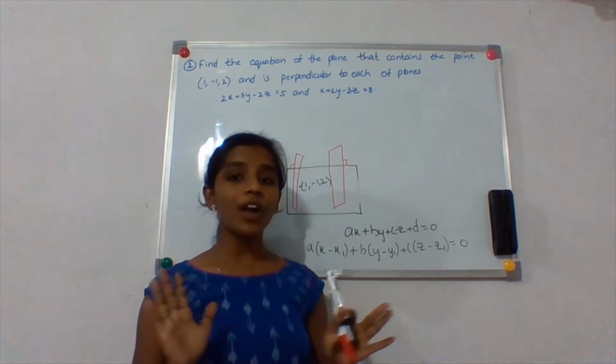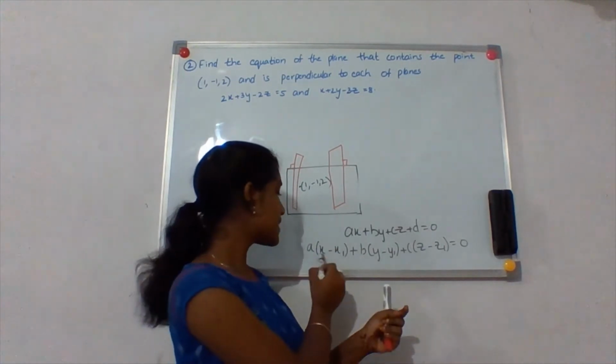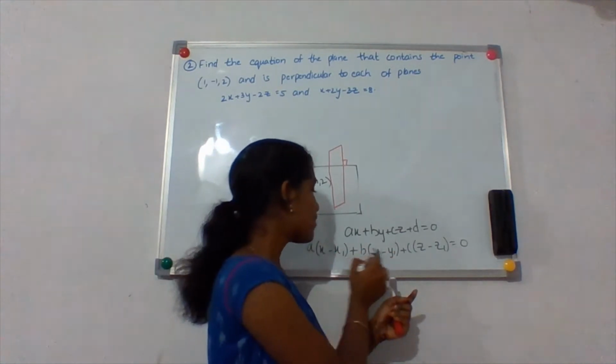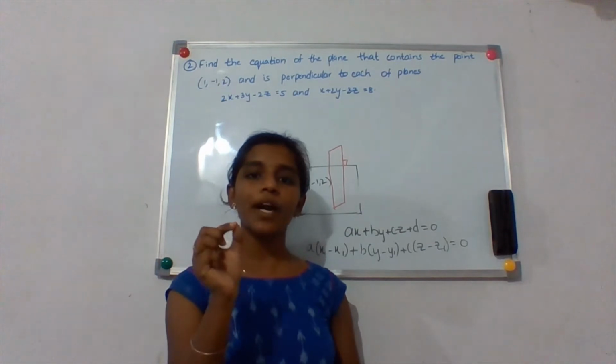Now what are the terms that we should know? We should know the terms a, b, c and x1, y1, z1. So what is x1, y1, z1? It is a point on the plane.